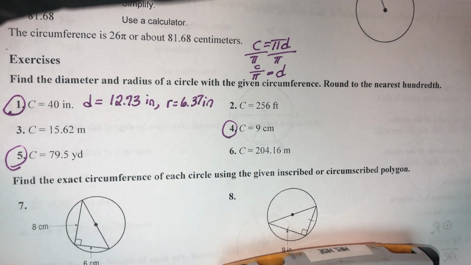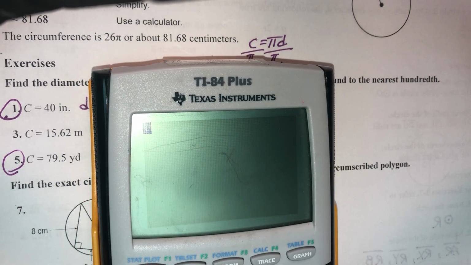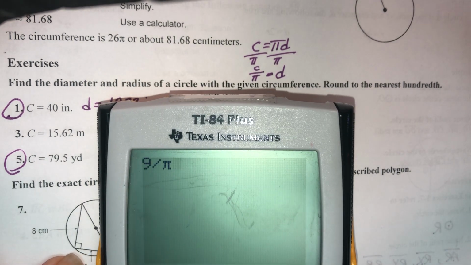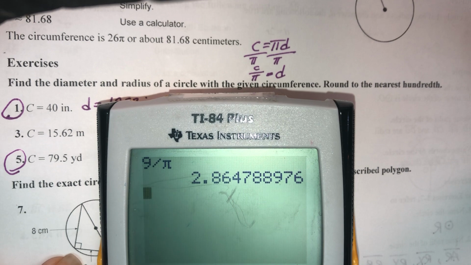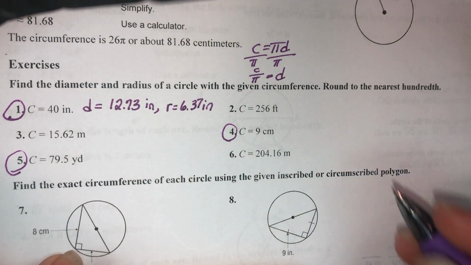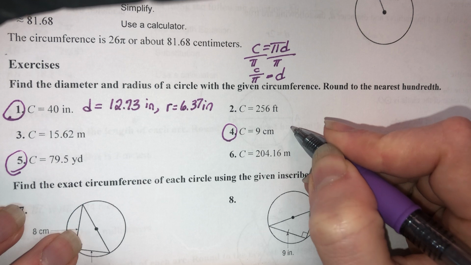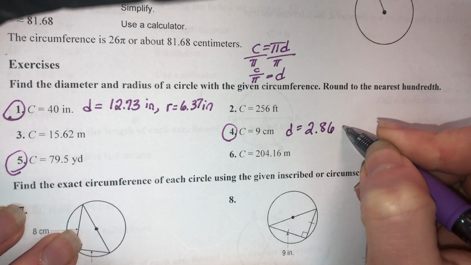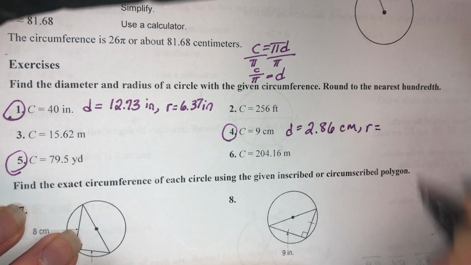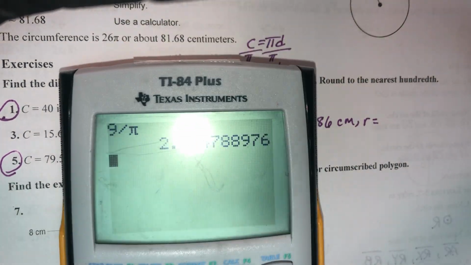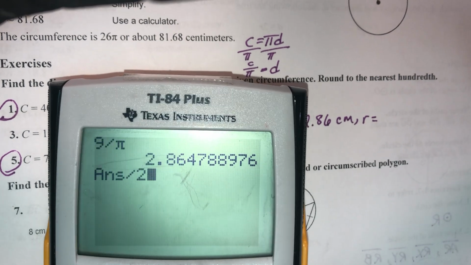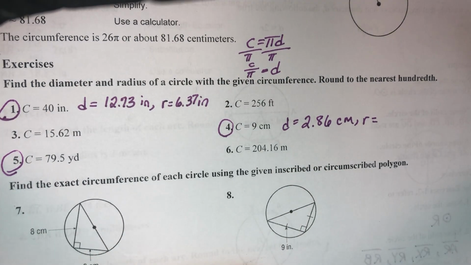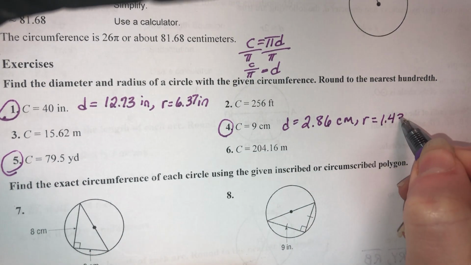We're going to take 9, which is the circumference, and divide it by pi. 9 divided by pi will give us the diameter, 2.86. So the diameter equals 2.86 centimeters. And now we need the radius, pardon me. So I'm going to take this answer I just got and divide it by 2, because the radius is half the diameter. And that gives me 1.43 centimeters.